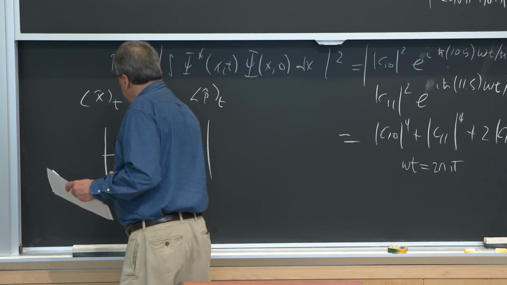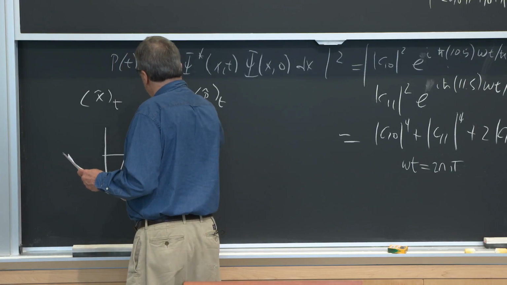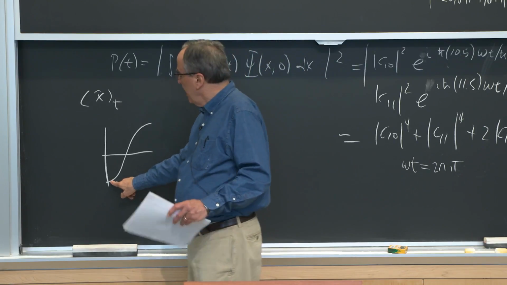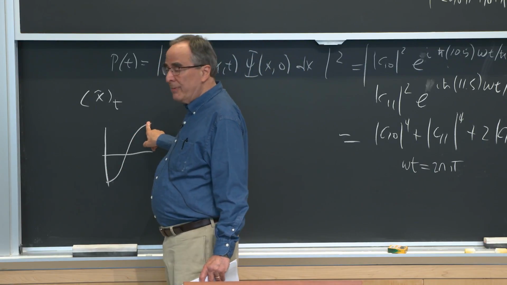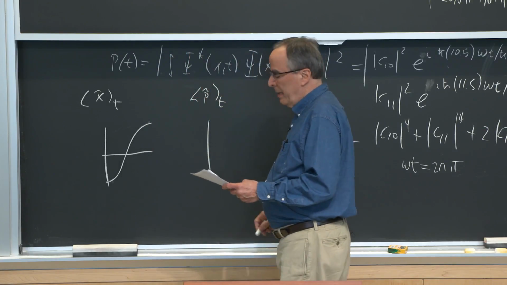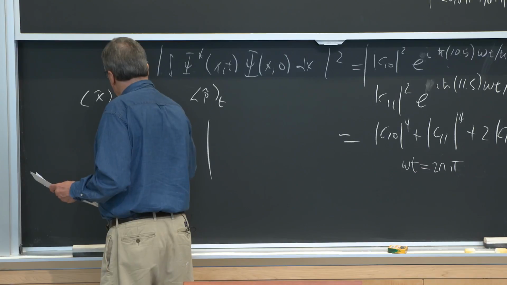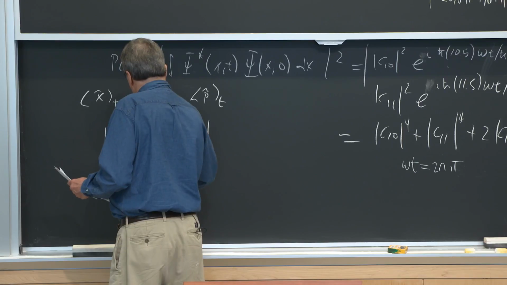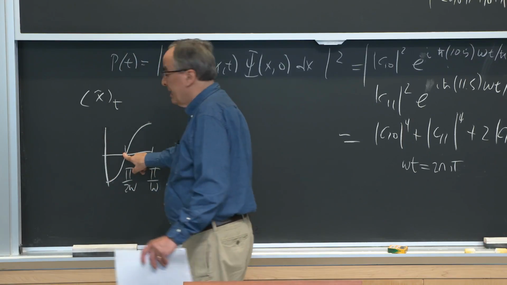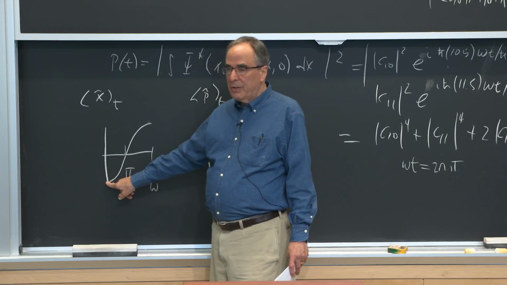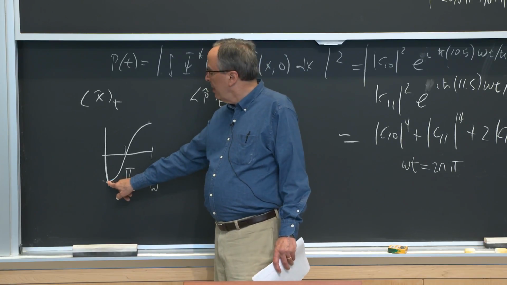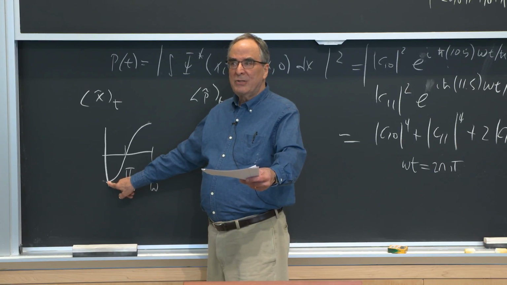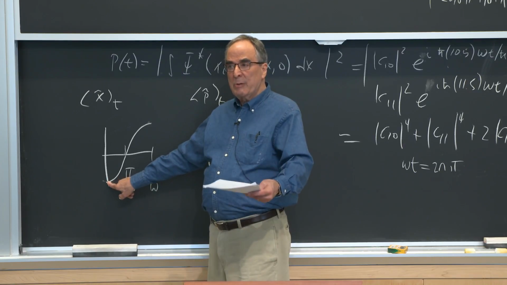So for x of t, we have something that looks like this. This is at the left turning point. This is the right turning point, or near the right turning point. This is at pi over 2 omega. This is at pi over omega. So that's the half point. Now it starts out, and the expectation value is at the left turning point, and it's not changing. The derivative of the expectation value with respect to t is 0.